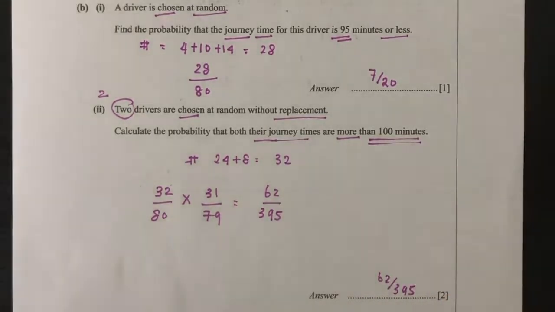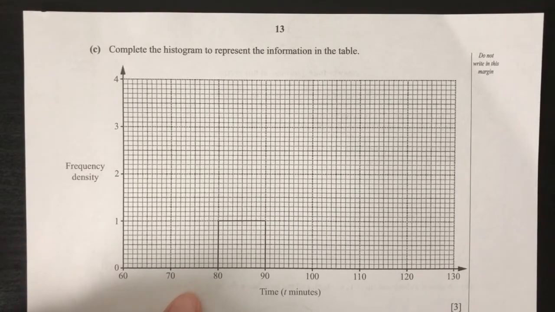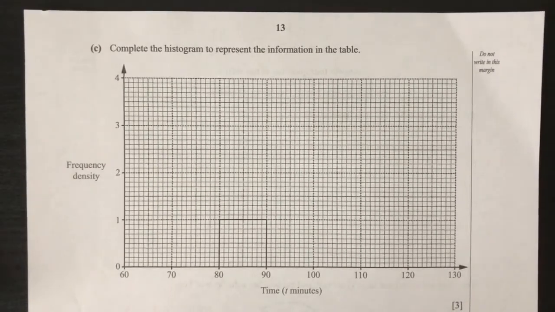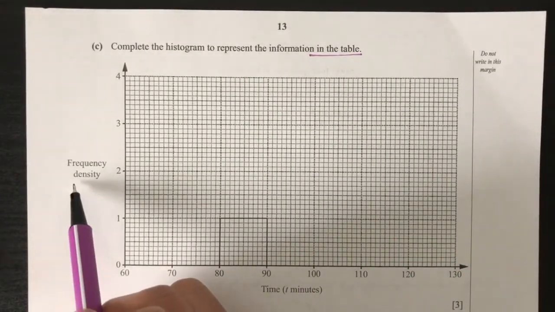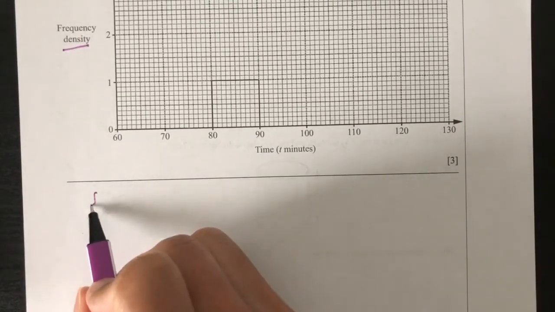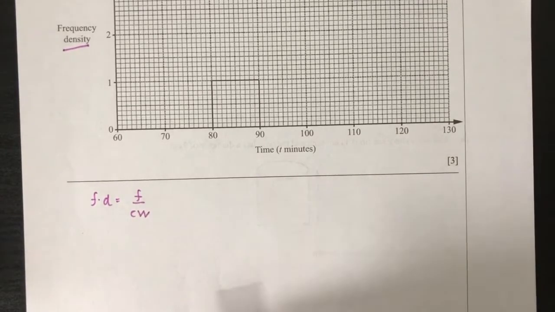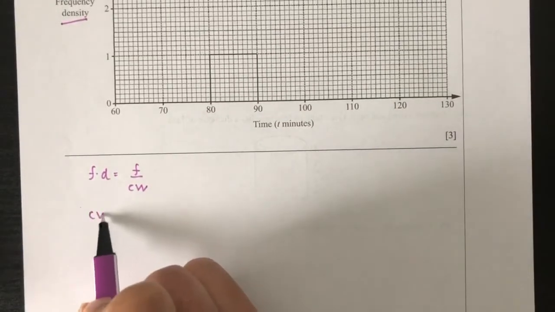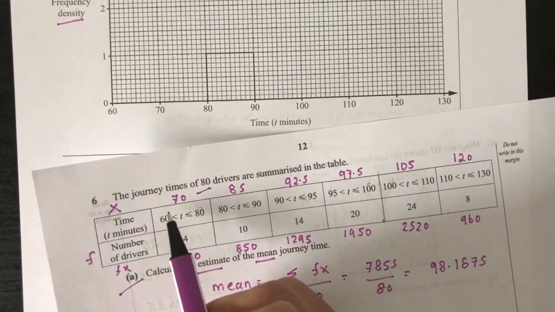Okay, so let's move on to part C. It says complete the histogram to represent the information in the table. So how do you find the values you need on this table? We have to first find the frequency density. As you guys must know by now, frequency density is equal to frequency divided by class width. So let's first write down the class width of each class. Class width is just this value minus this value.